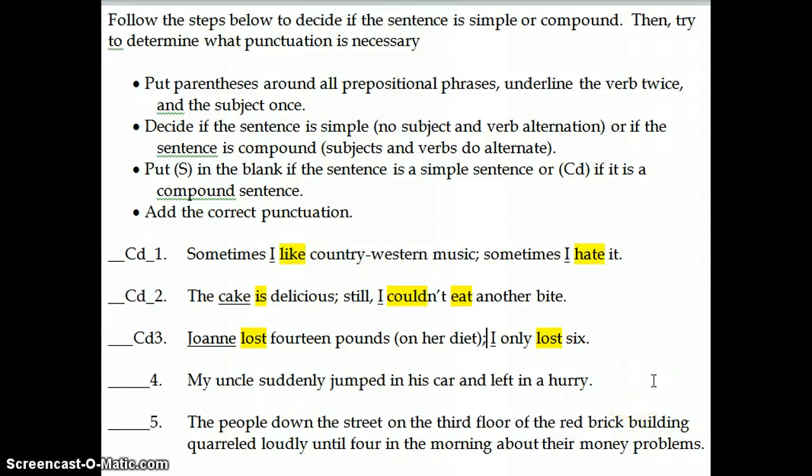Let's look now at example 4. My uncle suddenly jumped in his car and left in a hurry. Again, we're going to start by identifying prepositional phrases. We have in his car. In what? In his car. That's a prepositional phrase. And we have another prepositional phrase here, in a hurry. In what? In a hurry.